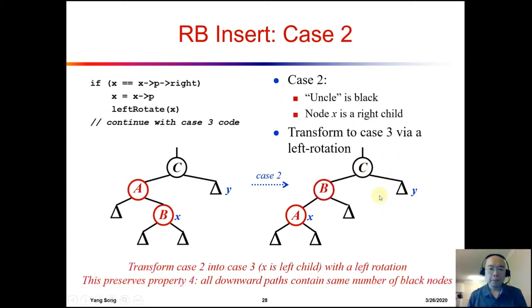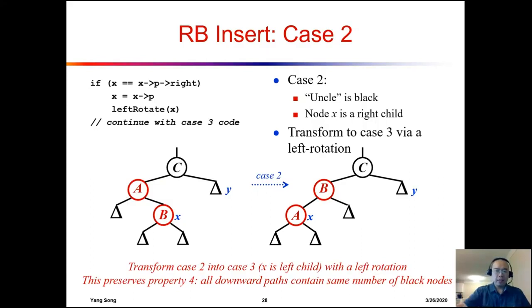Okay? So, case number 2. Case number 2 is a tricky case because the rule is: the new node X's uncle is black, and the node X is a right child. So the scenario should be like this. The new node X is a right child, and the parent A is also red, but the uncle is black. So you may ask, why is it a triangle?